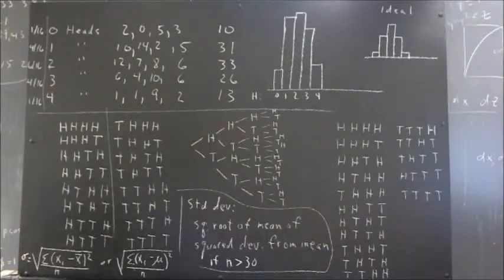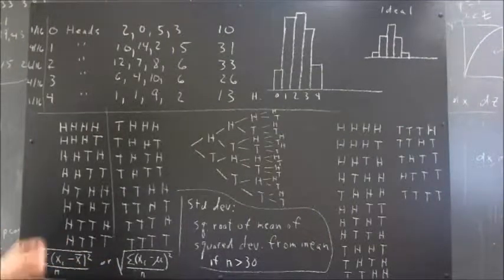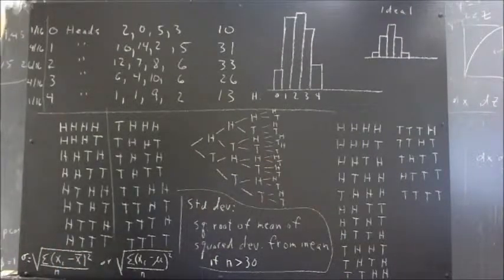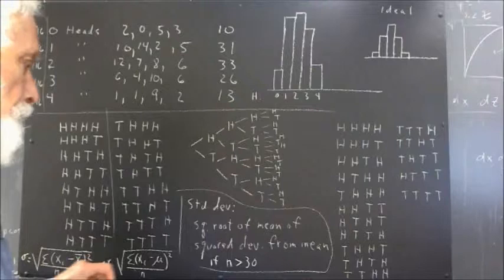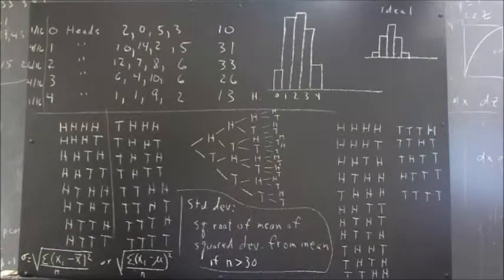except maybe the way I've written it. I've got n in the denominator here, and if n happens to be less than 30, this should be n minus 1. Now, I don't want to get into all the details of why that's n minus 1. It's because you just get a better approximation to the normal curve if it is n minus 1. But there are reasonably deep mathematical reasons for that that are beyond what we can talk about here.